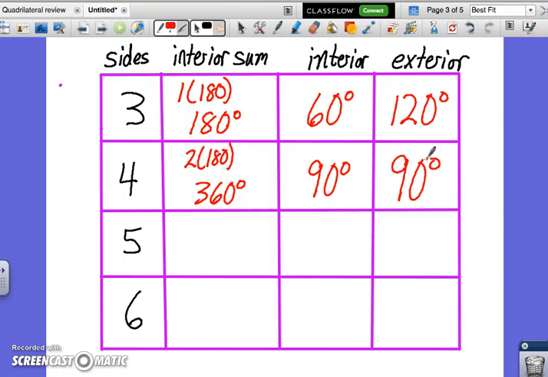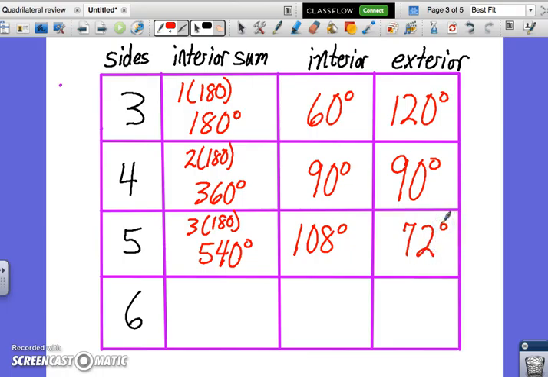So the next one, 5-sided. If we look at a 5-sided figure, it's going to be the number of sides minus 2, so it's 3 times 180. You're starting to get the pattern here. So 3 times 180, so 540 degrees. That's the sum of all of them. So then if we want to find the one interior, it's 540 divided by the number of sides, and the number of sides and the number of angles are the same. So that means it's 108 degrees. Exterior would be 360 divided by 5. So that means we have 72 degrees as the measure of each exterior angle.